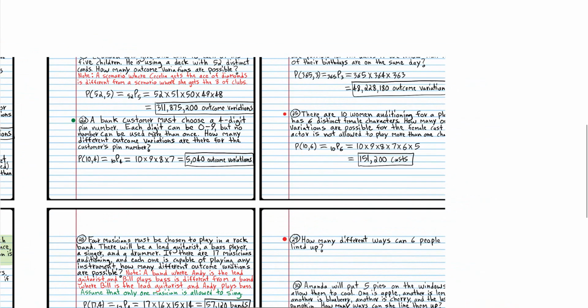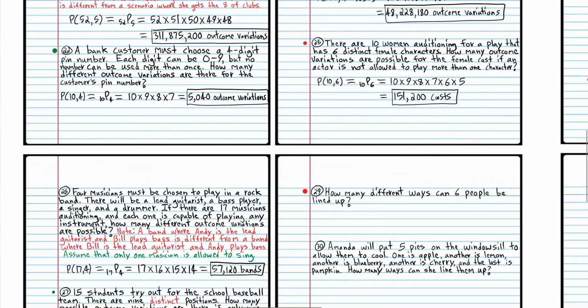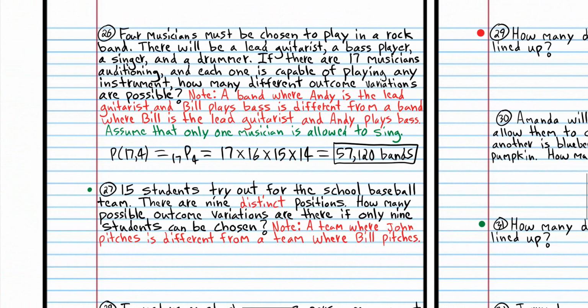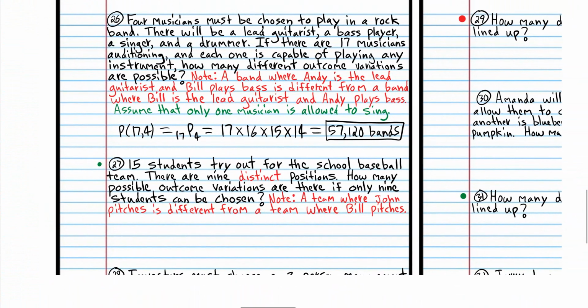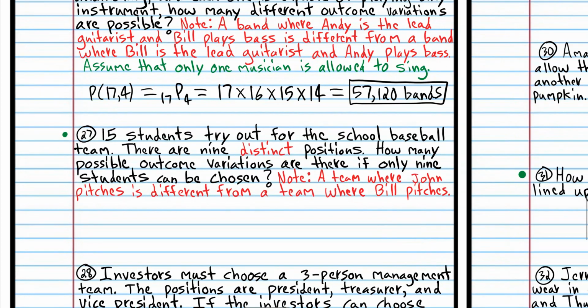So I want you to take a picture of number 25 and number 26. Well, you can just keep that in the window. Try number 27. When you come back, we'll do it together. Okay, we're back.